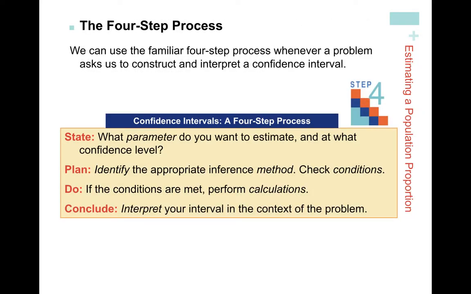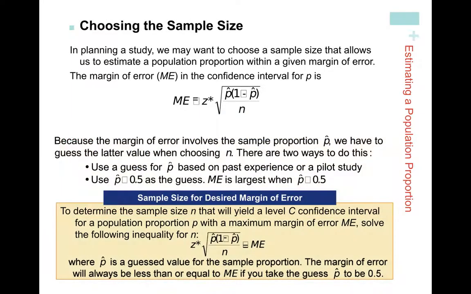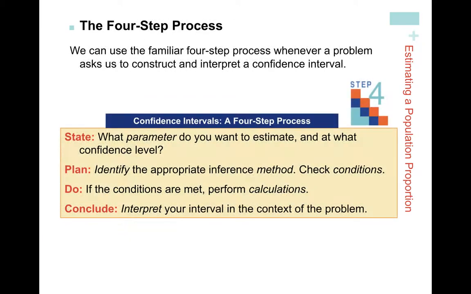And then conclude is where you actually write the sentence. We are 90% confident that the interval from lower bound to upper bound, put whatever those numbers are, captures the true population proportion of red beads in Mr. Lee's jar. Make sure you contextualize your conclusion.